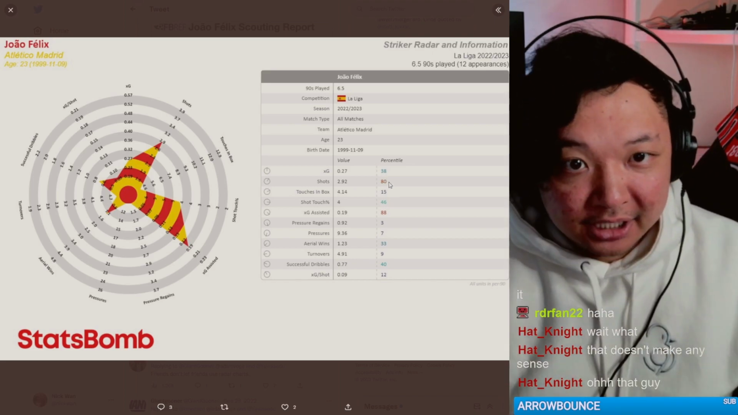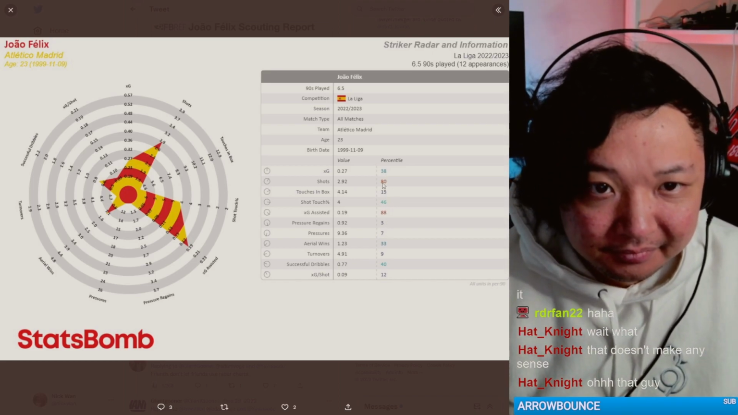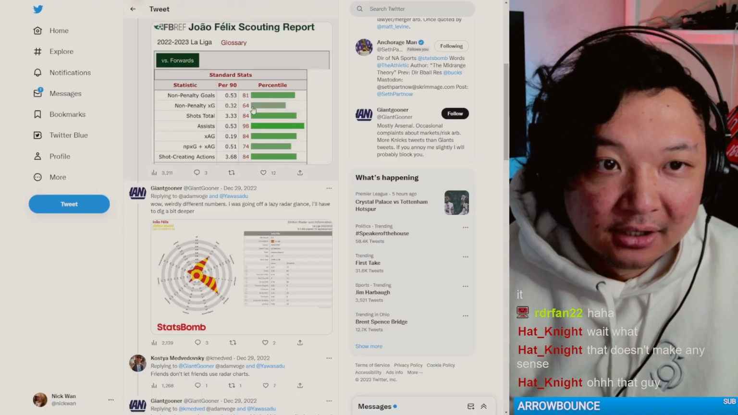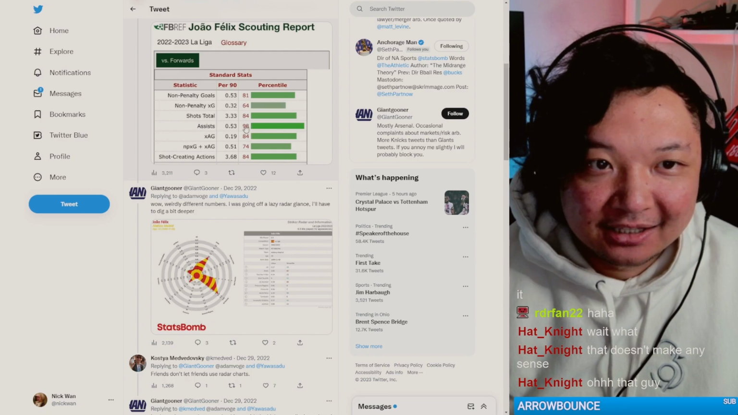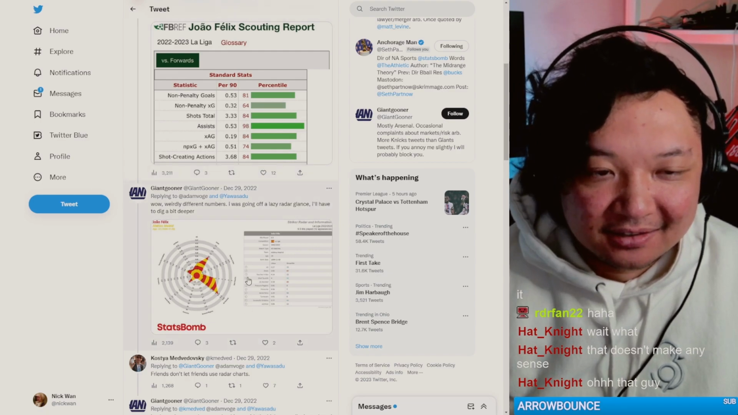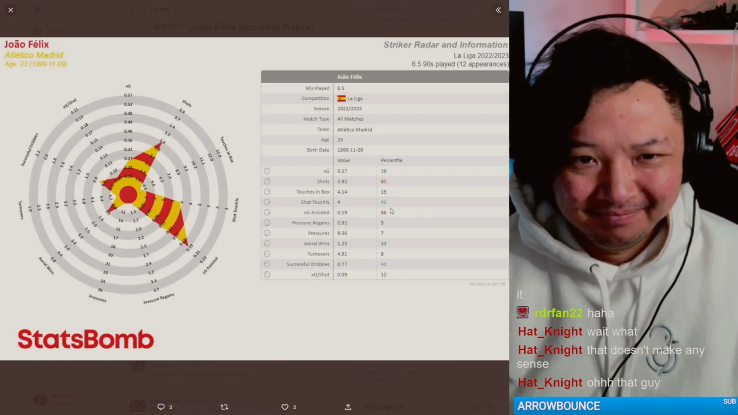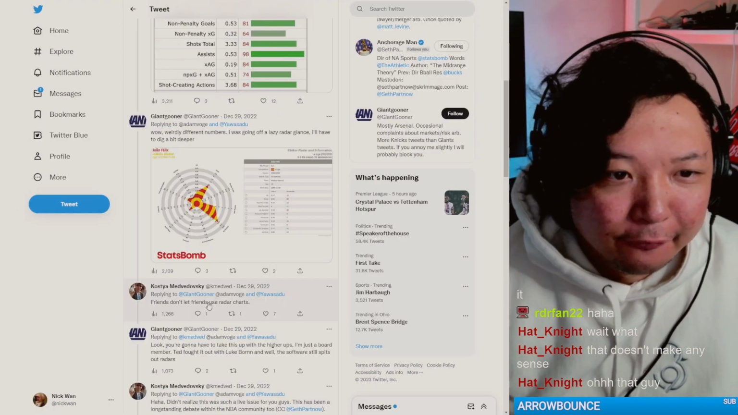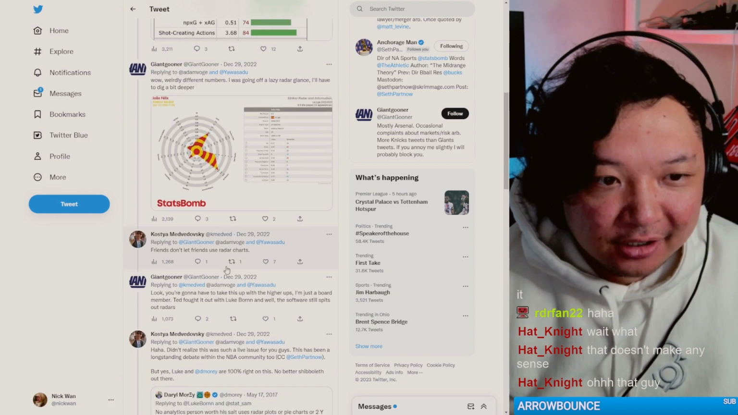But you can see here we got him at 2 places with 80th percentile values, whereas here we got 80th, 90th, 70th, 60th. This has 40th and 15th, lower numbers here. Friends don't let friends use radar charts.